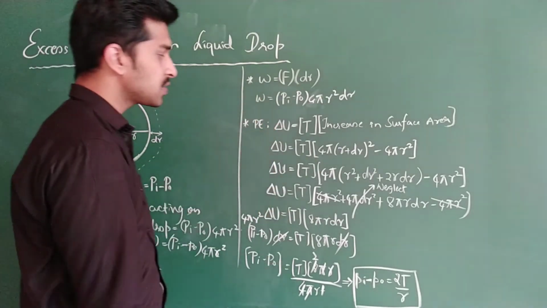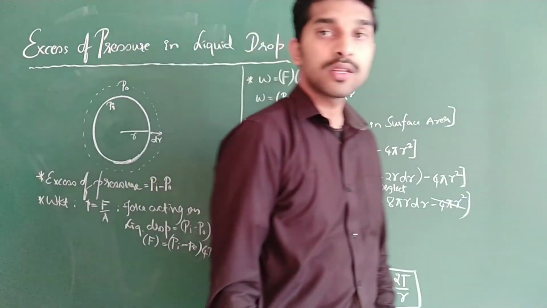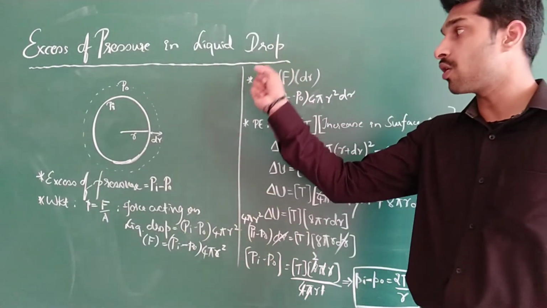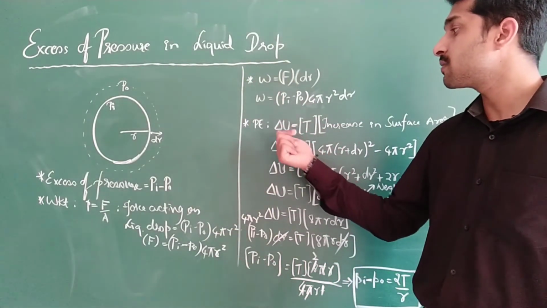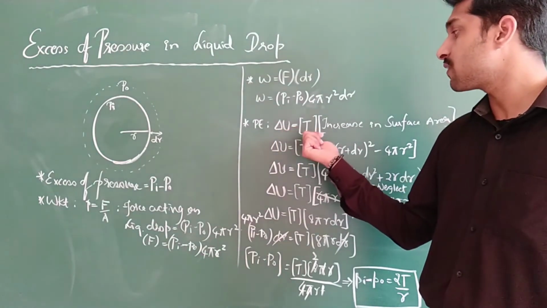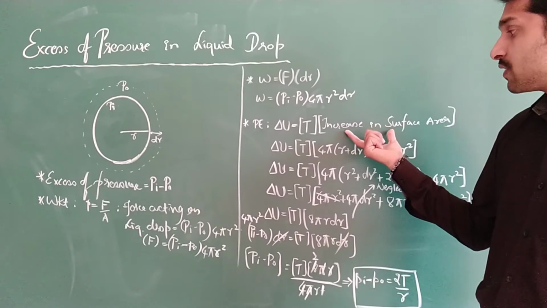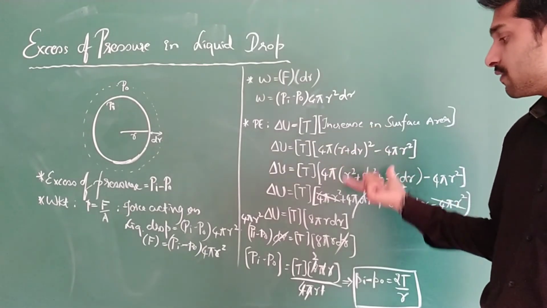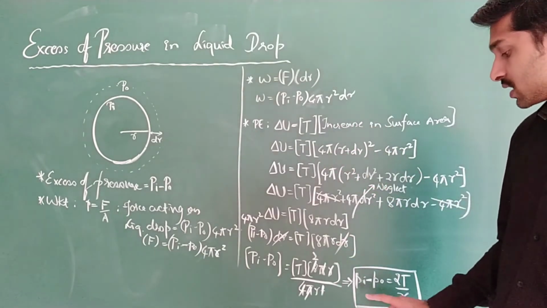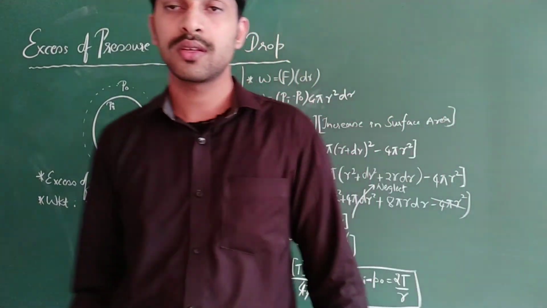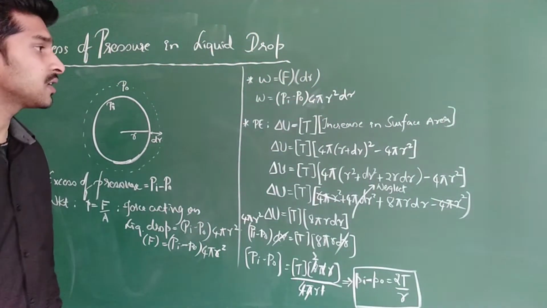Next, if this work has to be done, some energy should be stored in the form of potential energy inside the liquid drop. That potential energy is nothing but surface tension into increase in surface area. So increase in surface area is final area minus initial area. We solved everything, so for the excess of pressure we got 2T divided by R. Is that clear? Shall I erase the board?